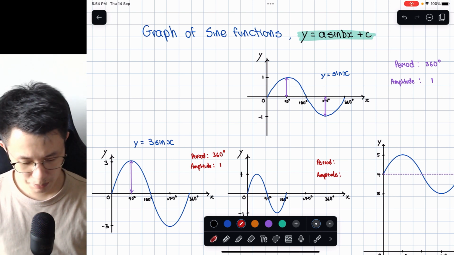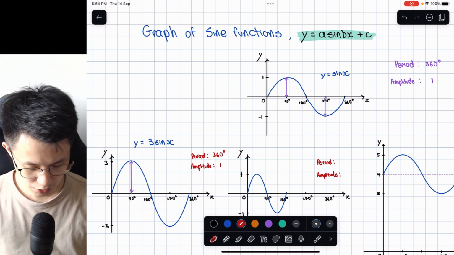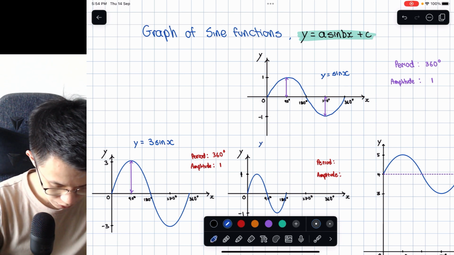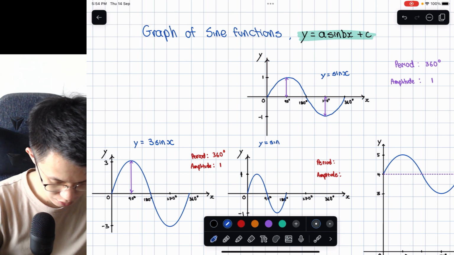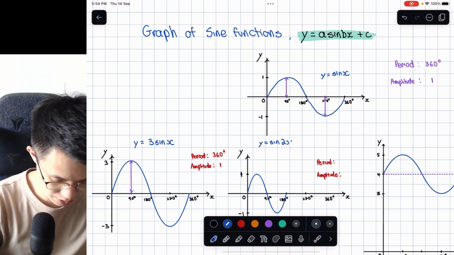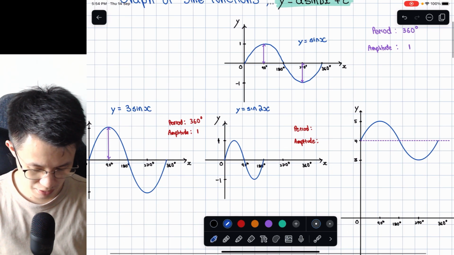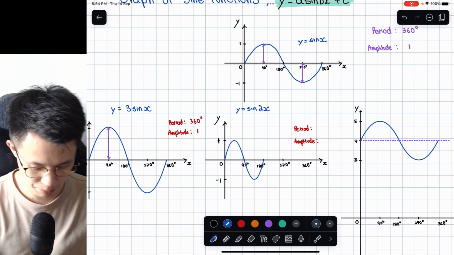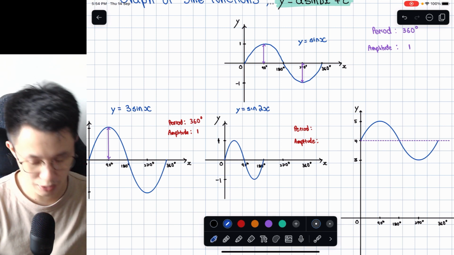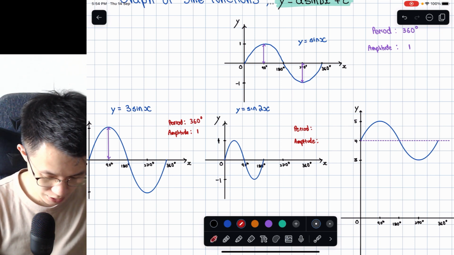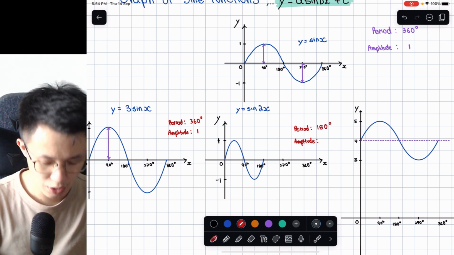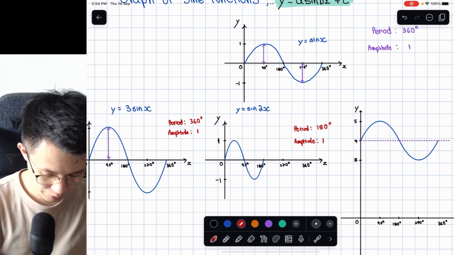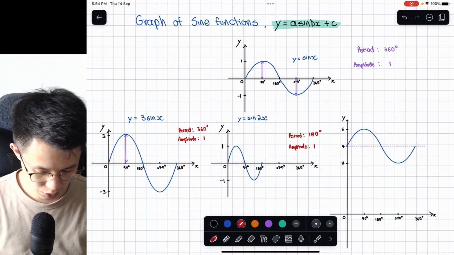Now what happens if you multiply a value to x? For example, I will multiply 2x. As compared to the original y equals sine x curve, you decrease the period by a division of 2. In this case, your period, how long it takes to form one cycle, is just 180 degrees, but your amplitude still stays the same at 1. I'm not drawing to scale, so do take note over here.